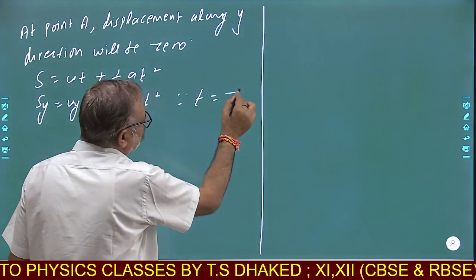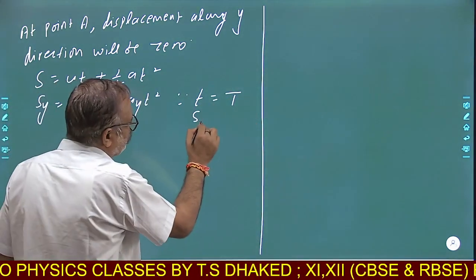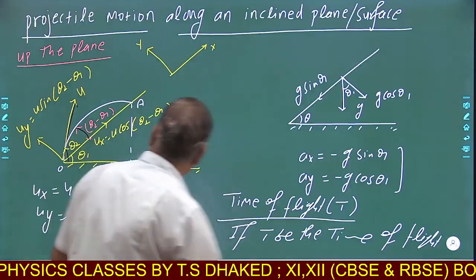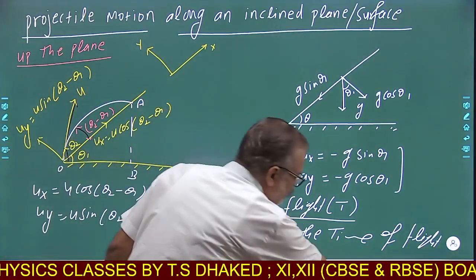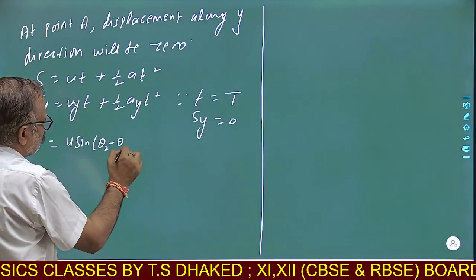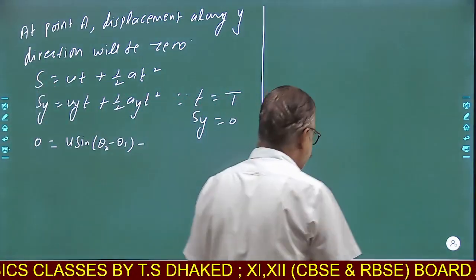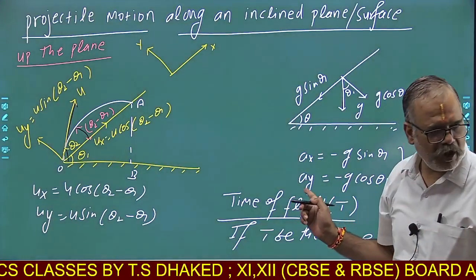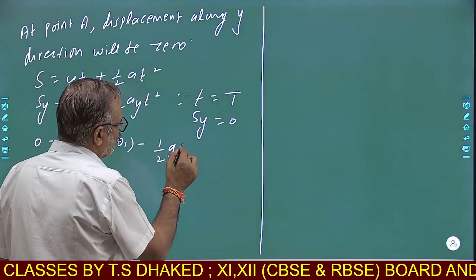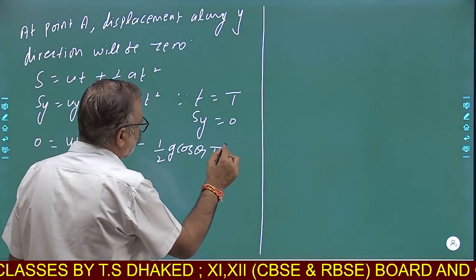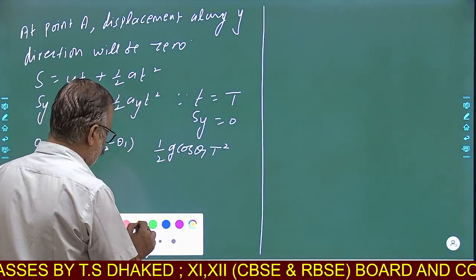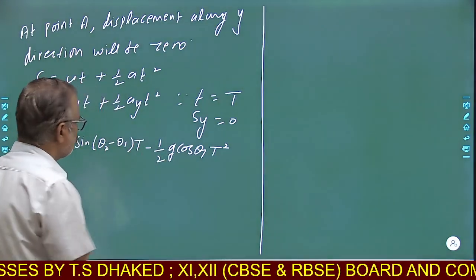टाइम ऑफ फ्लाइट आपने क्या कंसीडर किया है, कैपिटल T. एट पॉइंट A, Sy इक्वल टू 0, तो Uy है u sin theta2 minus theta1, ay है minus g cos of theta1, into t square. That's clear.